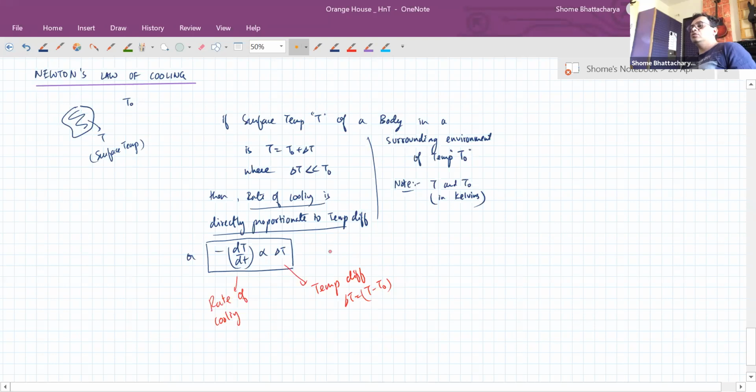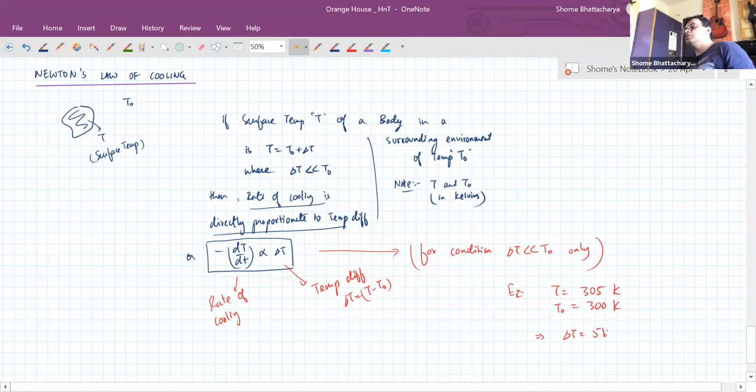But remember that this is true for the condition that delta T is small compared to the surrounding temperature only. For example, if the temperature of the body is, let's say, 305 Kelvin and the temperature of the surrounding is 300 Kelvin, that means the temperature difference with the surrounding is 5 Kelvin. So delta T is very small compared to T naught, because this is 5 and this is 300. So in this case, Newton's law of cooling will be applicable.